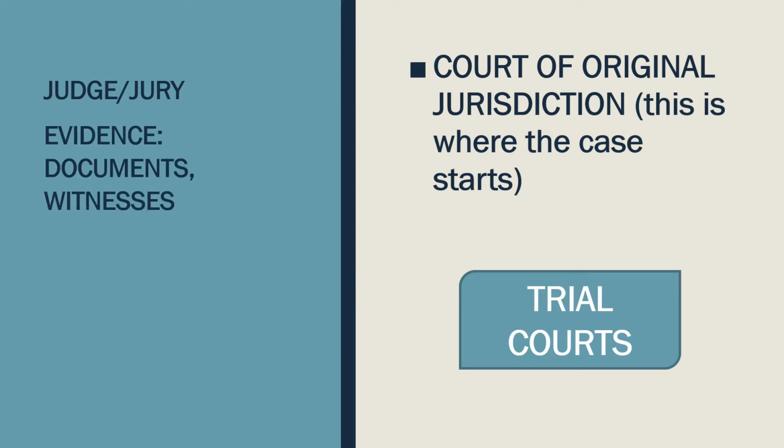Another thing that you're going to see at the trial court level is the introduction of evidence. Evidence can take many, many forms. It could be a document. It could be testimony from an actual live witness. It could be a murder weapon. It could be something boring like a contract or a deed that represents the purchase of land. All kinds of evidence can be used and introduced here at the trial court level.